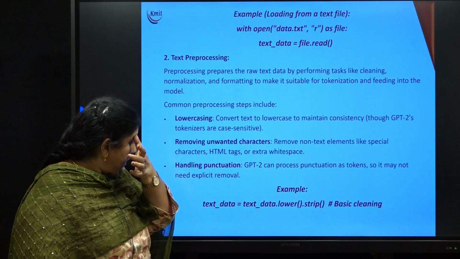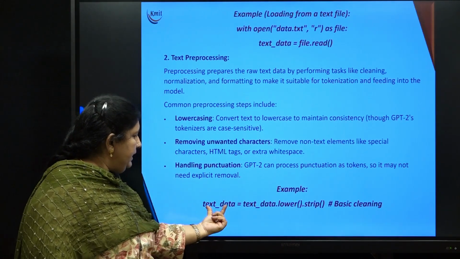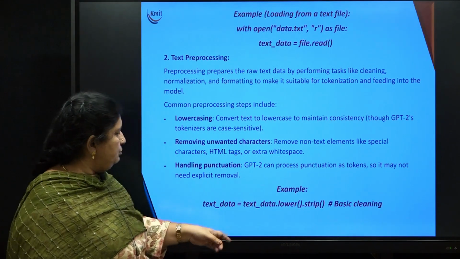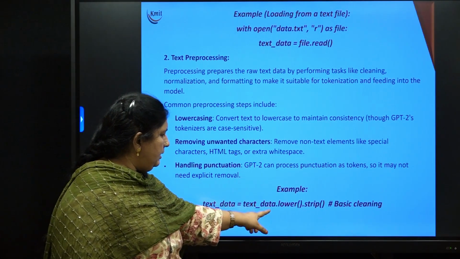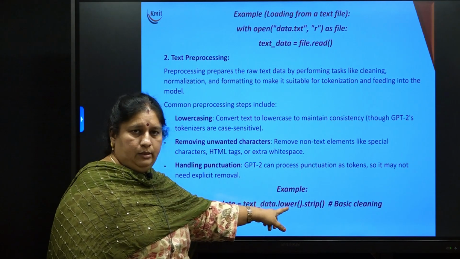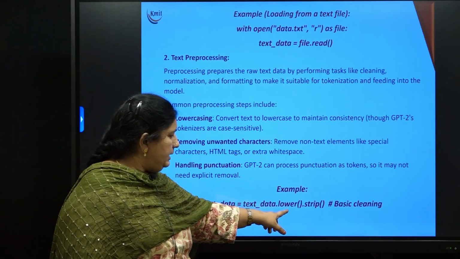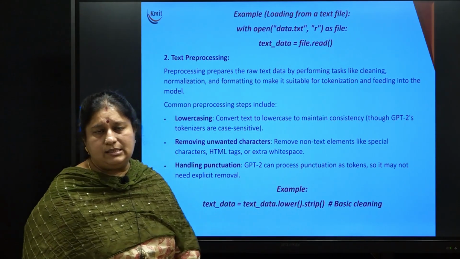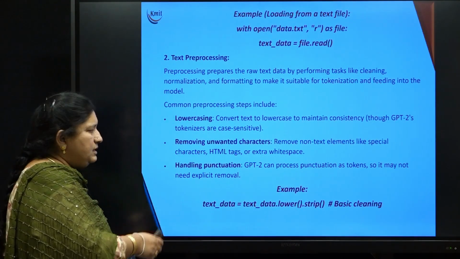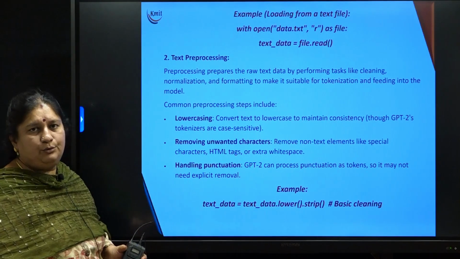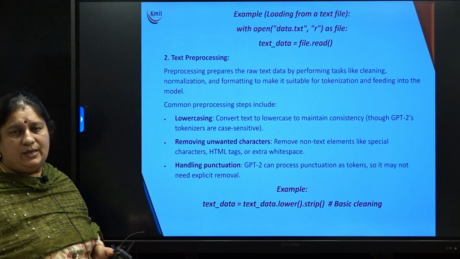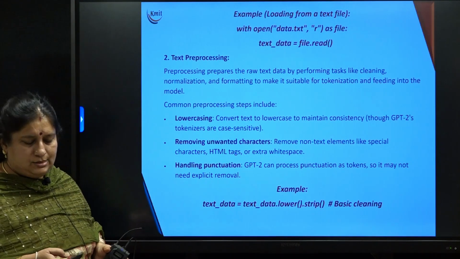How do I do the conversion into lowercase? My entire data is in text_data. So what am I trying to do? text_data.lower(). You are trying to convert it into lowercase. At the same time, you are stripping out the white spaces on either side. This is the basic pre-processing. I don't say pre-processing stops with lowercase and stripping of the white spaces. This is the basic pre-processing step.